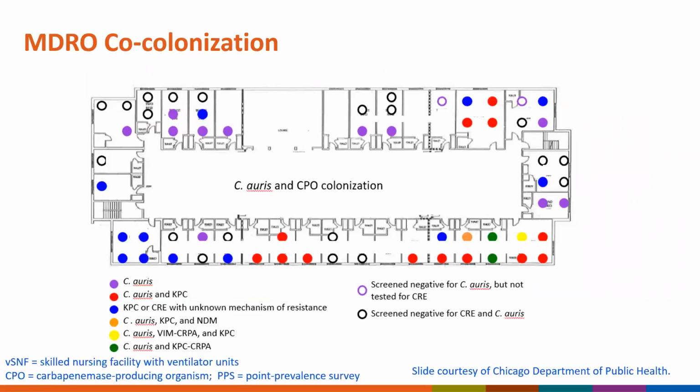Another important detail to be aware of is clearly there's no boundaries preventing someone from being colonized with multiple MDROs. And we actually see that quite frequently. This is a map showing the distribution of multiple MDROs in a ventilated skilled nursing facility, and the different color combinations show different permutations of co-colonization.